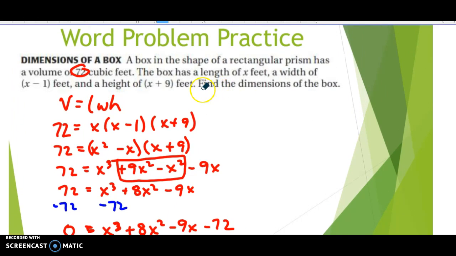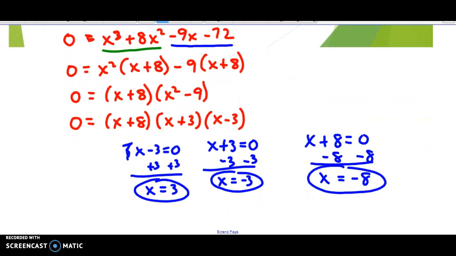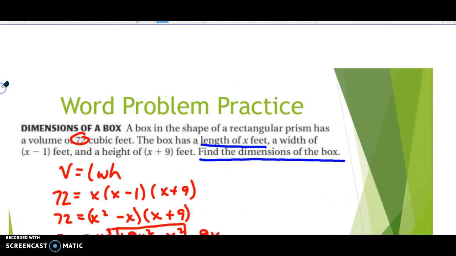My question says not to find x, but to find the dimensions of the box. Remembering, though, that x stands for the length of the box in feet. So let's look at my three roots. I'm looking at a box, so it would be impossible to have a length of -3 as well as -8. So I'm looking at a length of 3.